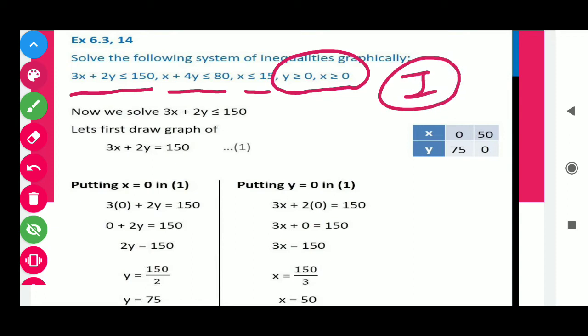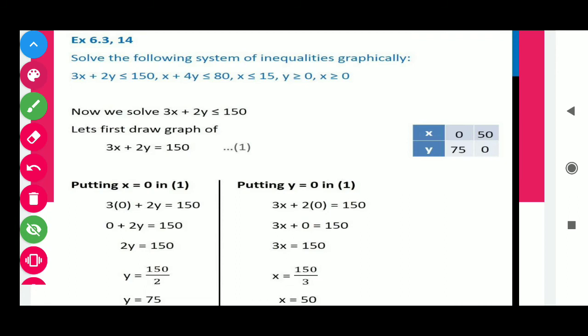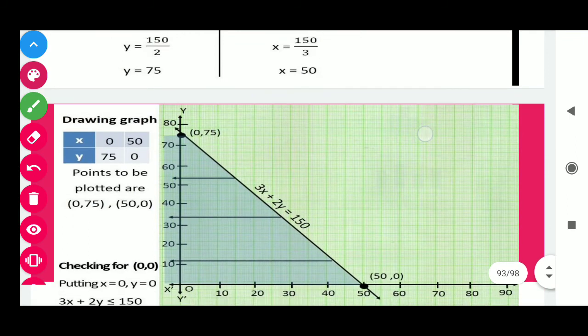Okay students, so here we take the first inequality, 3x plus 2y less than or equal to 150. Mark the points. First put x equals 0. In this way we get y equals 75, and if we put y equals 0 in this inequality we get x equals 50. So students, now plot these 2 points on the graph paper.